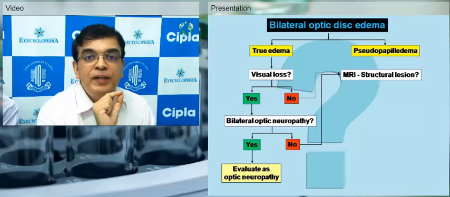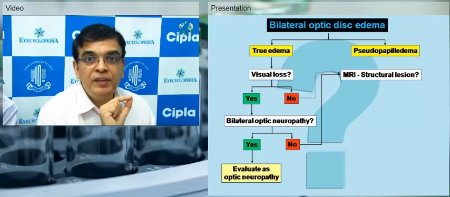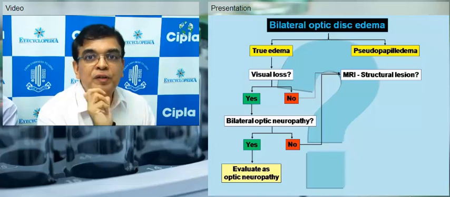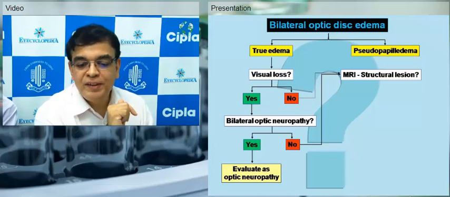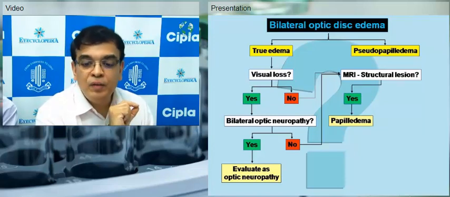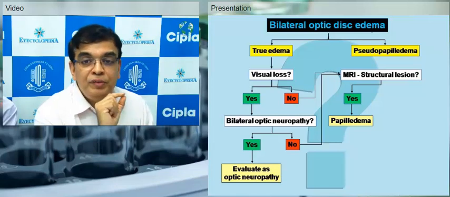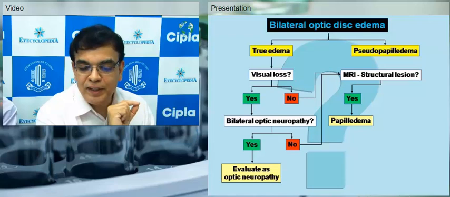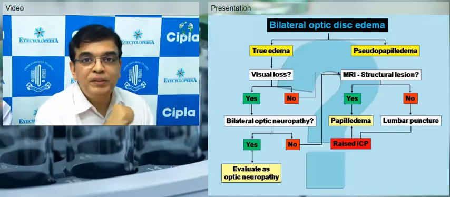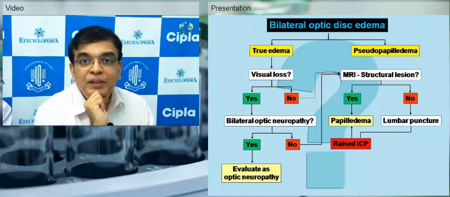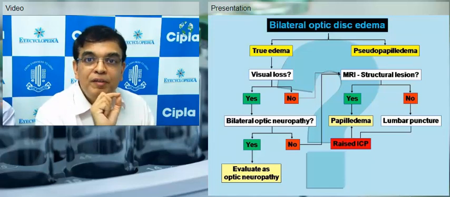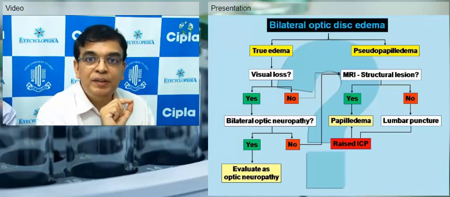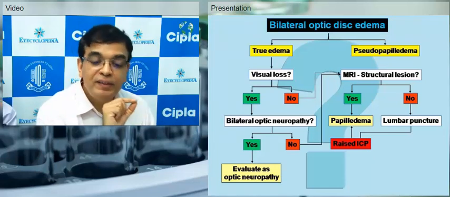have to do an MRI to look for a structural lesion. Are you looking for a tumor or a posterior fossa tumor, etc.? So do an MRI, look for a tumor. But if you do find something there, then you are sure that what you are dealing with is a papilledema. On the other hand, suppose there is no tumor in the brain, then you have to do a lumbar puncture. Confirm the existence of raised intracranial pressure, which will tell you that this is papilledema.